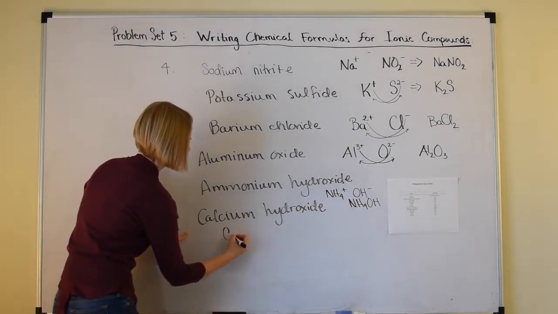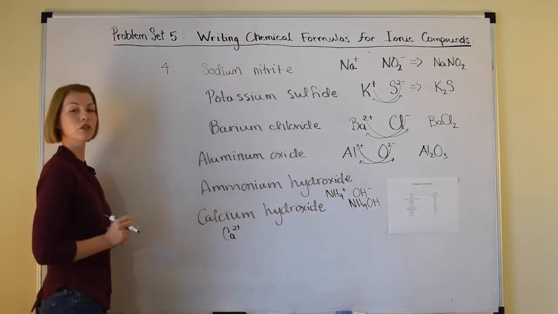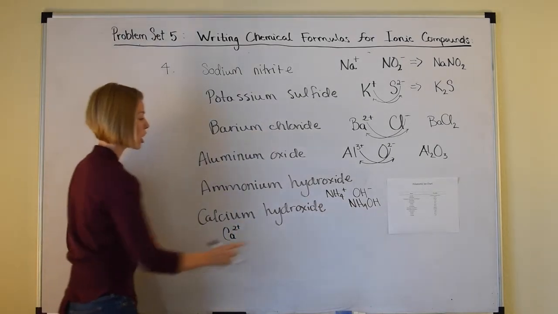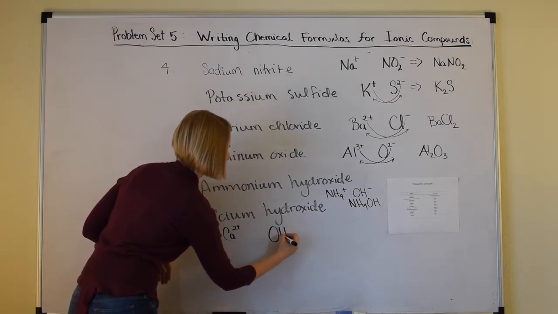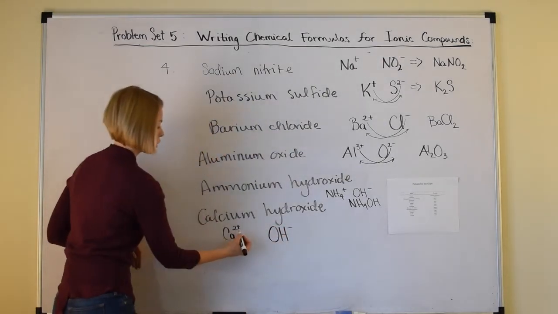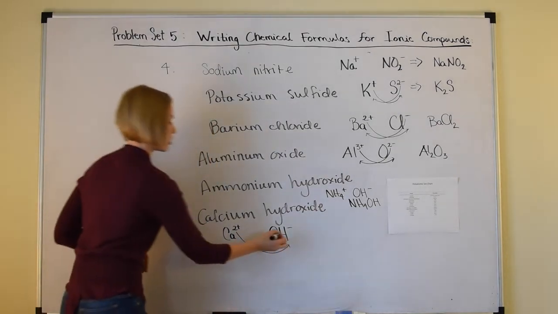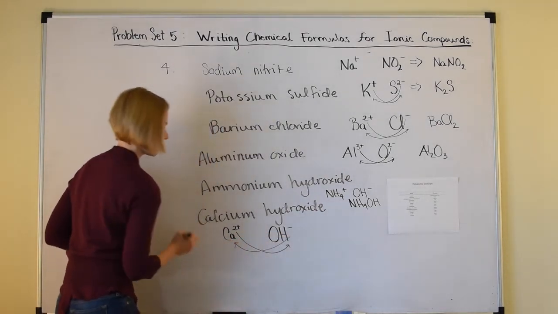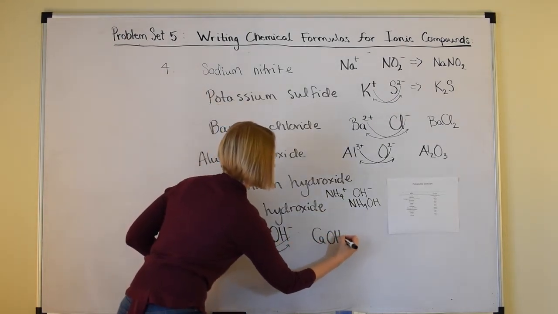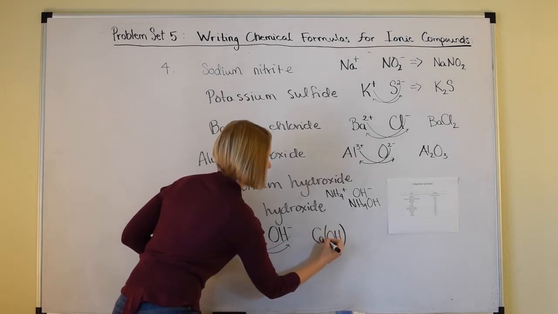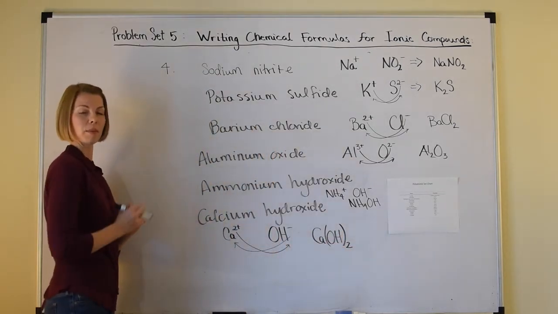Calcium hydroxide. Calcium is a group 2A metal. It's going to lose 2 electrons and obtain a 2+ charge. Hydroxide, we just saw before, is a polyatomic ion, OH with a 1- charge. So it's going to take 2 hydroxides to balance out the charge on just 1 calcium. So Ca(OH)2, with parentheses, because you're trying to say 2 of the polyatomic ions.